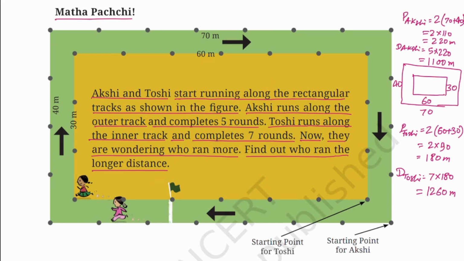So you can see 1260 is more than 1100. So Tosi has covered more distance.